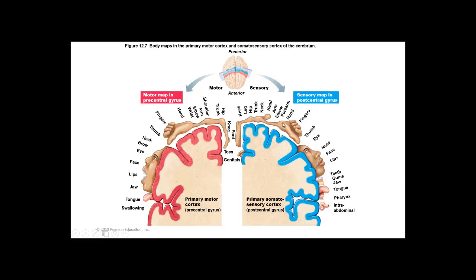And if we look at the response from the body in terms of movement, we can see there's a lot of movement occurring from the face, as well as the hand, the trunk, the leg, the foot, and the arm. So a lot of our cerebral cortex in the motor response is dedicated to those areas. And again, that is allowing us to move about our environment and respond.